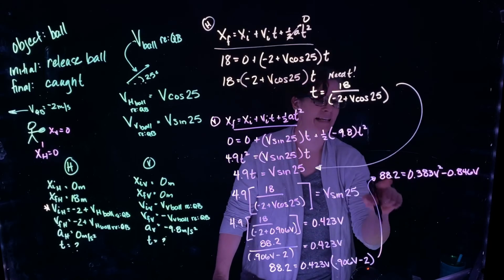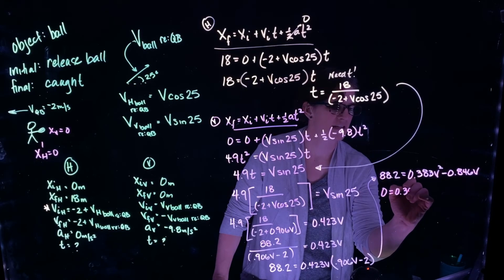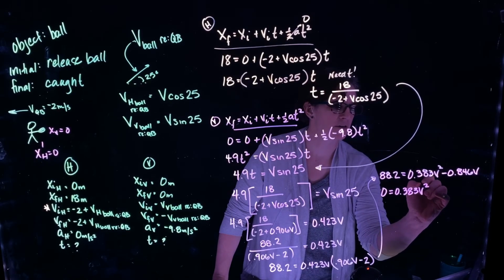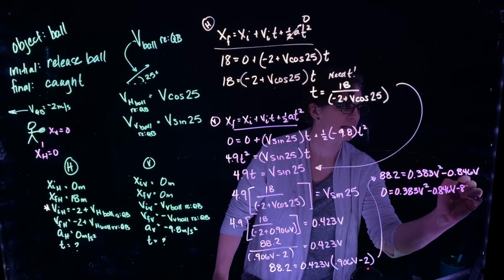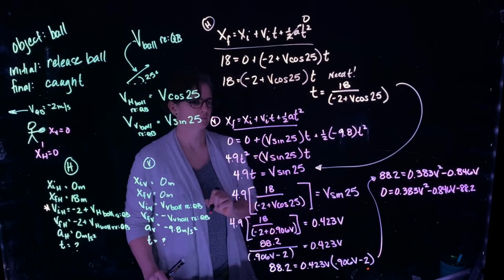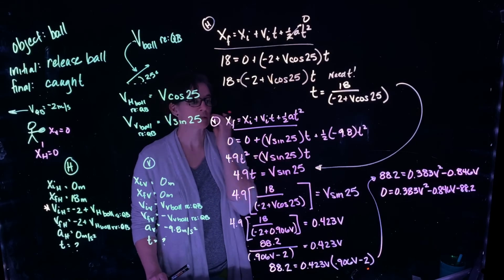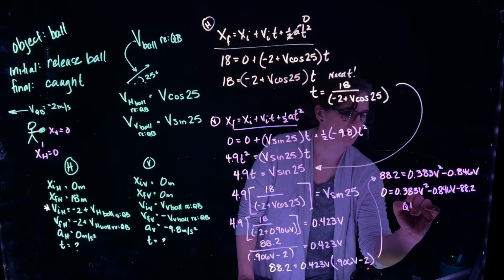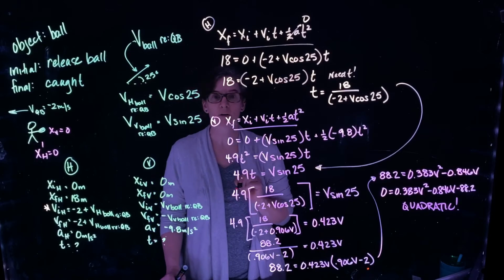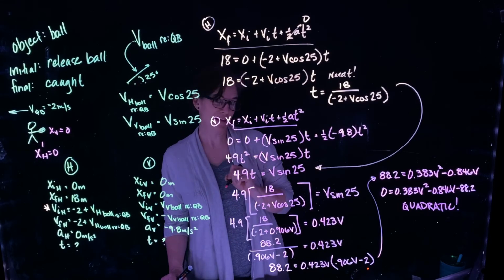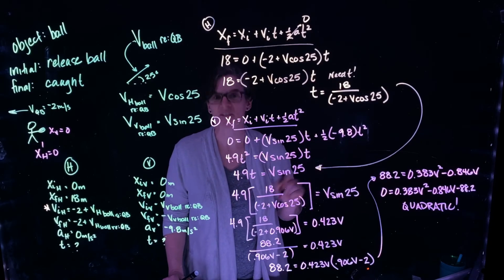I can bring the 88.2 to the other side, and I have 0 is equal to 0.383v squared minus 0.846v minus 88.2. All right, so all of that is just algebra. And when I get to that point, I can solve for v. This is a quadratic, so I can use the quadratic equation. Opposite of b, plus or minus the square root of b squared minus 4ac, all over 2a.